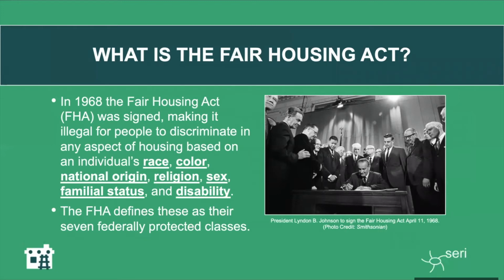Race refers to a family, tribe, or group of people coming from the same common ancestors. Color refers to the visible color of a person's skin. National origin refers to the country in which a person was born or from which a person's ancestors came. Religion refers to all aspects of religious belief, observance, and practice.